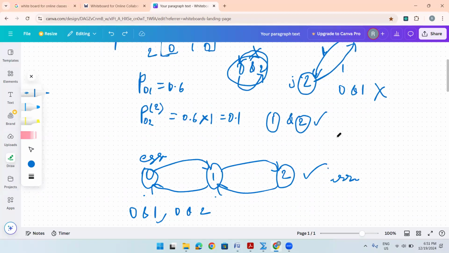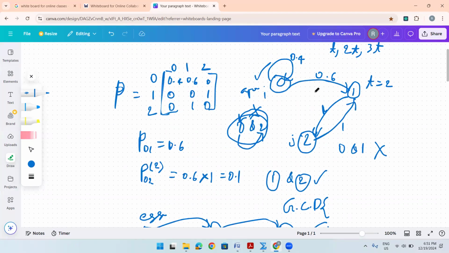GCD of 2. What is the GCD of state 2? Here in this case, 2 to 0 is not possible. So we can move 2 to 1, 1 to 2. How many transitions? Two. Same as state 1, 4 is also possible here: 2 to 1, 1 to 2, and again 2 to 1, 1 to 2. So four transitions. So 2, 4, 6, 8, and so on. We get all these. The GCD of these is 2. So state 2 is also a periodic state with the period t equal to 2.